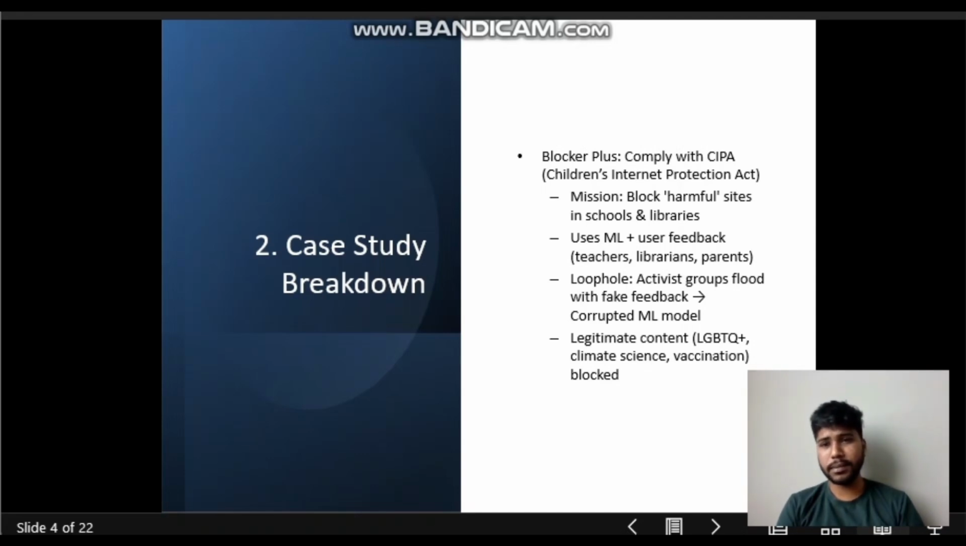Imagine a student researching gender identity for a project, only to find every resource blocked, or a teacher trying to share factual climate data, only to be silenced by an algorithm. This isn't a hypothetical theory. It's a systematic failure with real world consequences. The Blocker Plus tool, designed to protect, became a weapon of censorship.